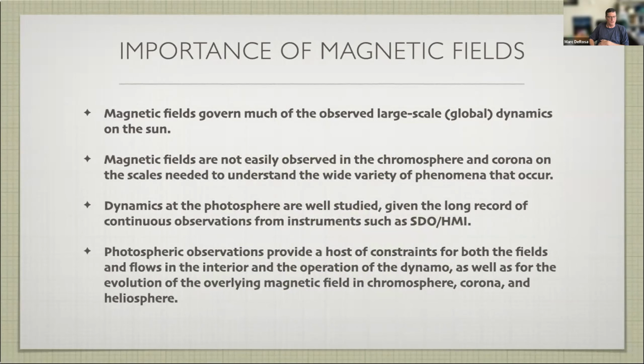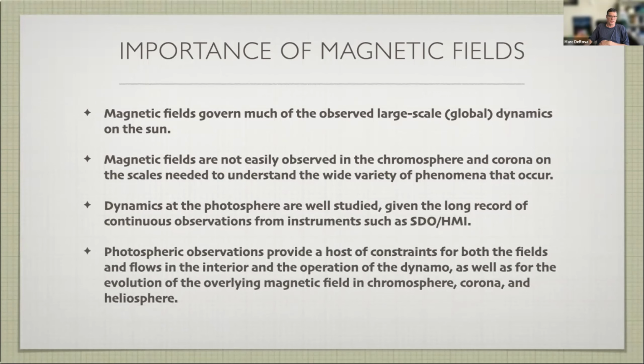We've definitely found that, especially in the lower levels of the atmosphere, energy can be transmitted on fairly small scales. So it's important to have the right spatial and temporal resolution to understand the evolution of the magnetic field. The other thing is that photospheric observations provide a pretty significant number of constraints, particularly on the dynamo, but also on other things, like the evolution of the overlying magnetic field.